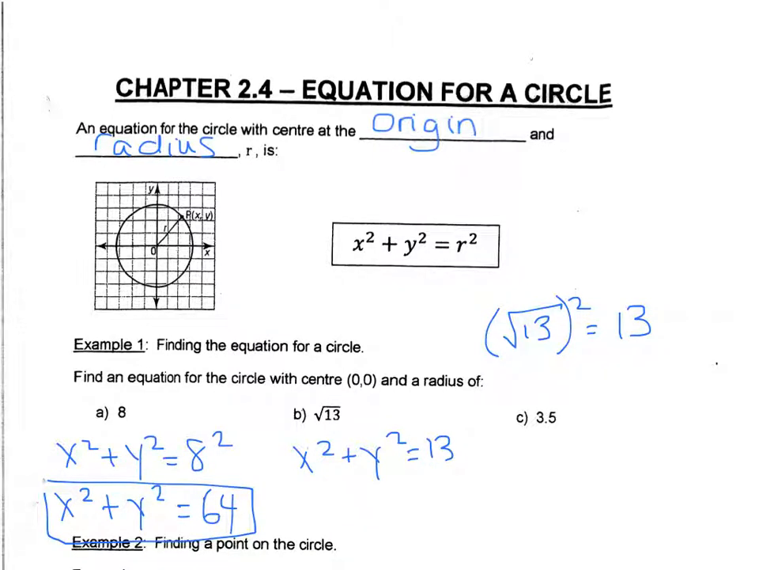So same thing for c, x squared plus y squared equals 3.5 squared, and you can find out what that is, and that would be the answer for your equation.